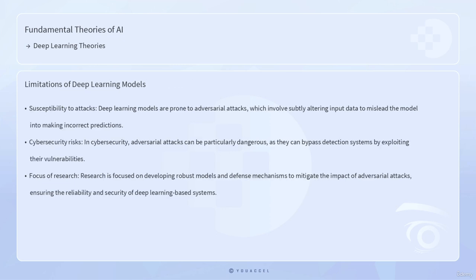Another limitation is the susceptibility of deep learning models to adversarial attacks. These attacks involve subtly altering input data to mislead the model into making incorrect predictions. In cybersecurity, adversarial attacks can be particularly dangerous, as they can bypass detection systems by exploiting their vulnerabilities. Research is focused on developing robust models and defense mechanisms to mitigate the impact of adversarial attacks, ensuring the reliability and security of deep learning-based systems.